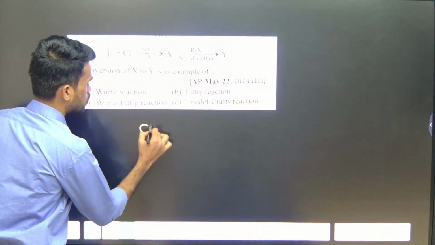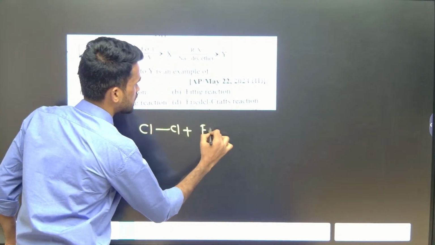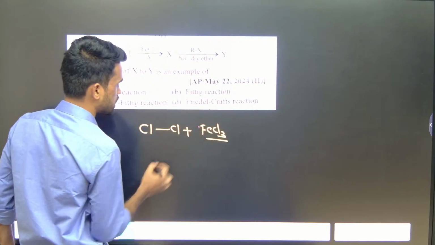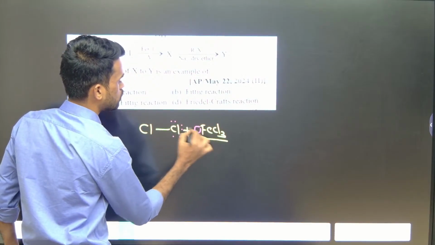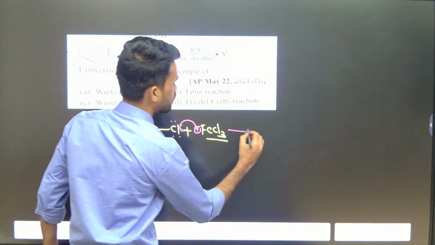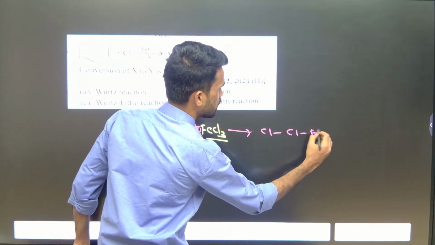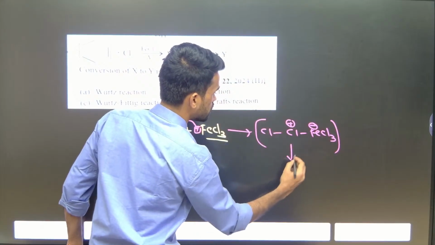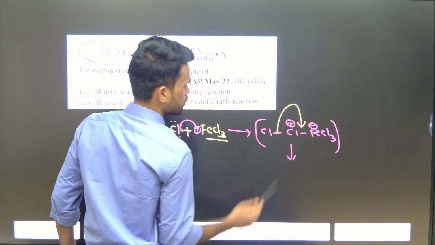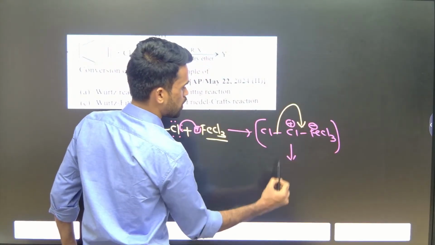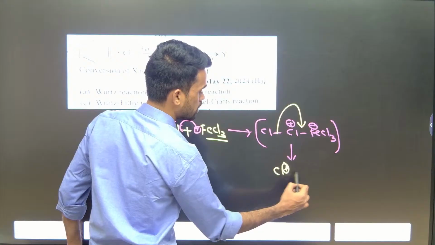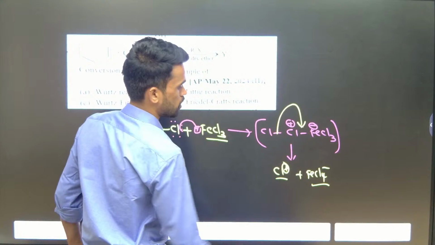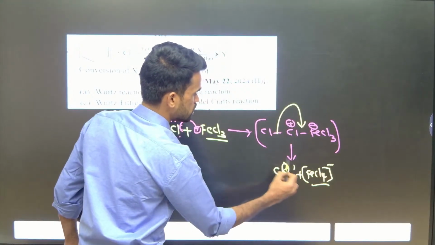Whenever chlorine is treated with FeCl3, it will generate an electrophile, because FeCl3 is a Lewis acid and this chlorine will donate the lone pair electrons to it and form Cl-Cl-FeCl3, with a positive charge and a negative charge. What happens from here? The middle chlorine takes the sigma bonded electrons, creating the electrophile Cl+ (chloronium cation), and FeCl4 minus is formed. That's it, so this is our electrophile now.